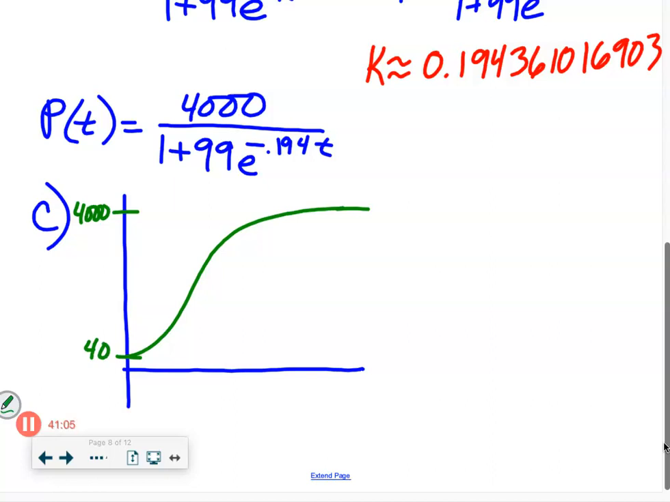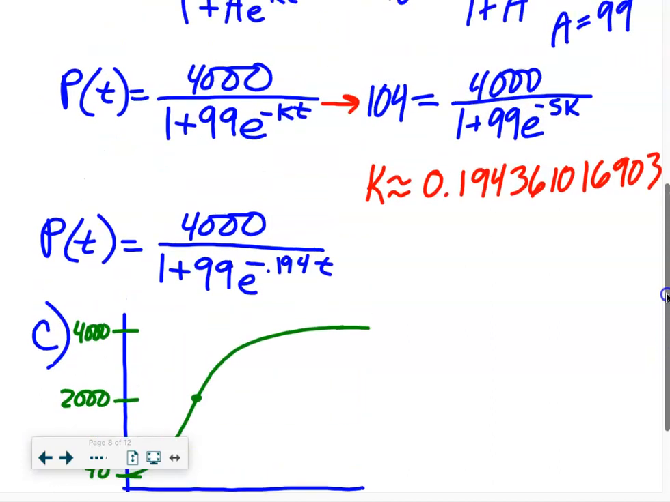That's really all you need. We could label the point of inflection if we want to. Let's go ahead and label it. Where's the maximum rate of elk population change? When there are 2,000 elk, they are repopulating the most rapidly. All right.